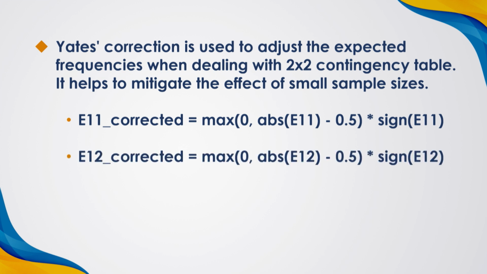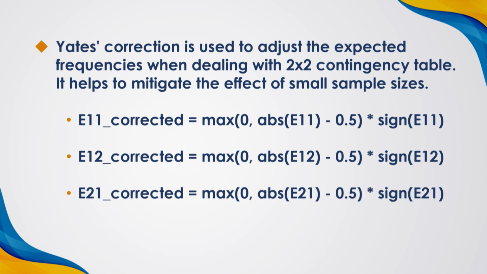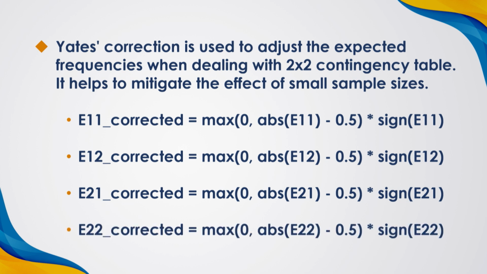In a similar fashion, you can move on to E12 corrected as the maximum of 0 and the absolute value of E12 minus 0.5, multiplied by the sign of E12. Then E21 corrected can be calculated by the maximum of 0 and the absolute value of E21 minus 0.5, multiplied by the sign of E21. Then finally E22, that is your last expected frequency, second row second column, E22 corrected, can be computed through the maximum of 0 and the absolute value of E22 minus 0.5, multiplied by the sign of E22.